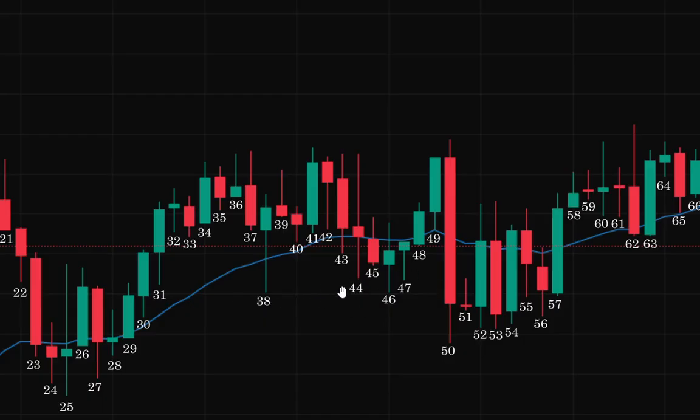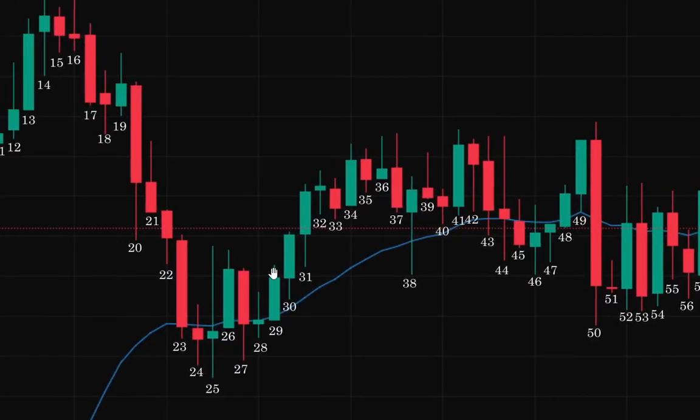Okay, so we should never try to enter in this kind of setup. If bar 30 has been broken, and if there has been a good pullback over here, and we are entering for a second leg, then it is considerable.